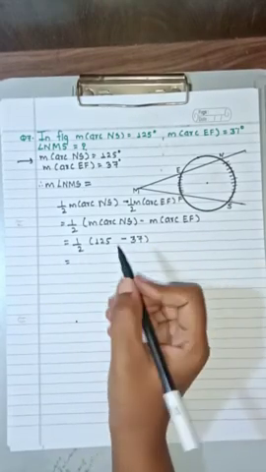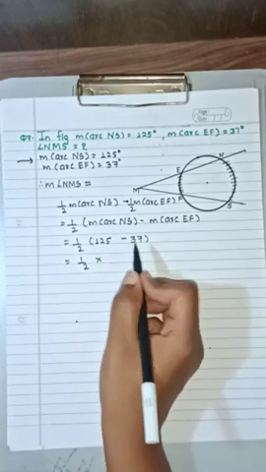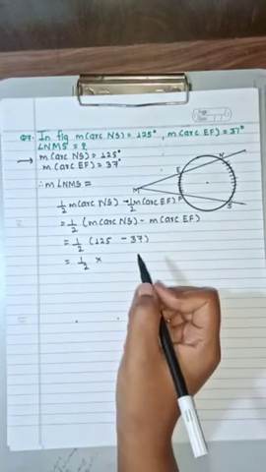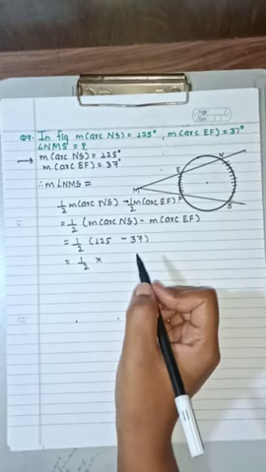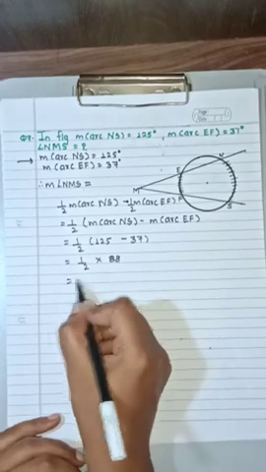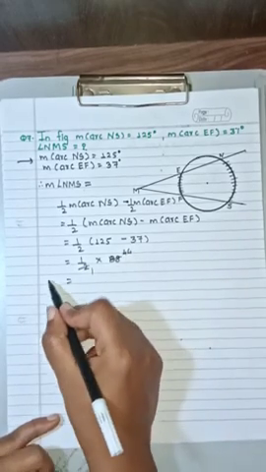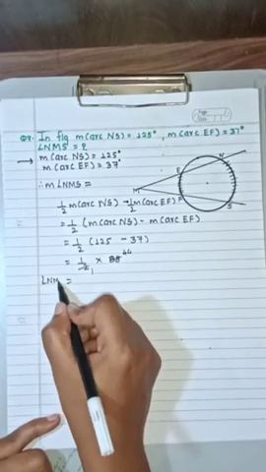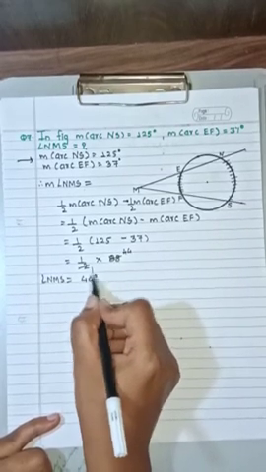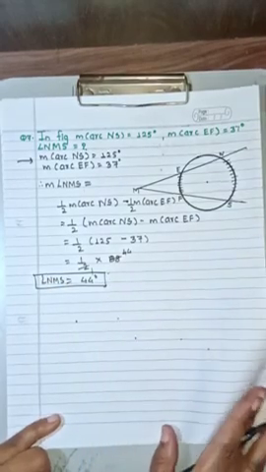that is equal to half into 125 minus 37. That will be 88. Okay, therefore half of 88 is 44. Therefore angle NMS will be 44 degrees. So this is your solution to question number 7. Now let us move on towards the last question of this practice set, that is question number 8.